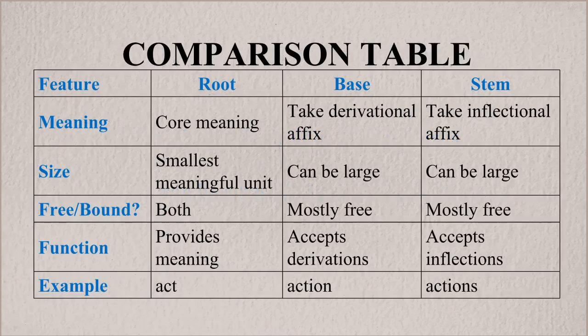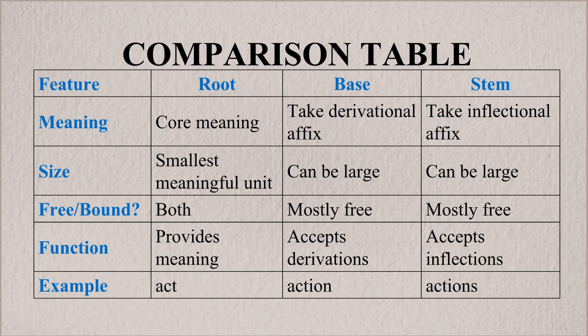This table gives us a quick overview of how roots, bases, and stems differ in structure and function. The root is the source of the core meaning. It's the smallest meaningful unit and can be either free or bound. A base is any form that can take a derivational affix. Because it can already contain added material, it's often larger in size and usually appears as a free form. The stem is the form that accepts inflectional affixes such as plural or tense markers, and like the base, it can also be larger and is usually free.